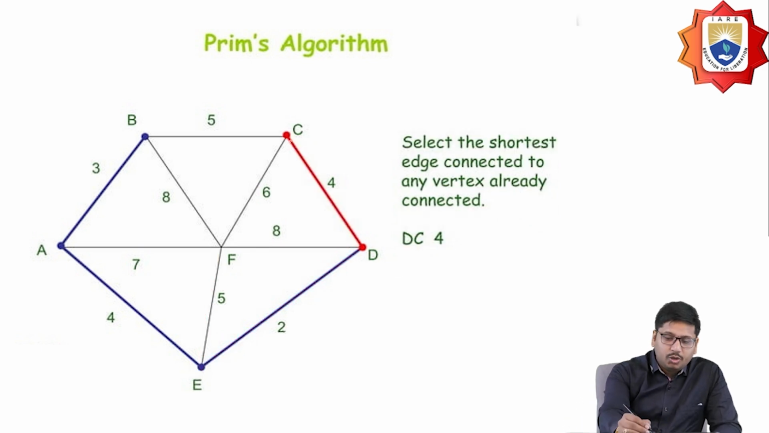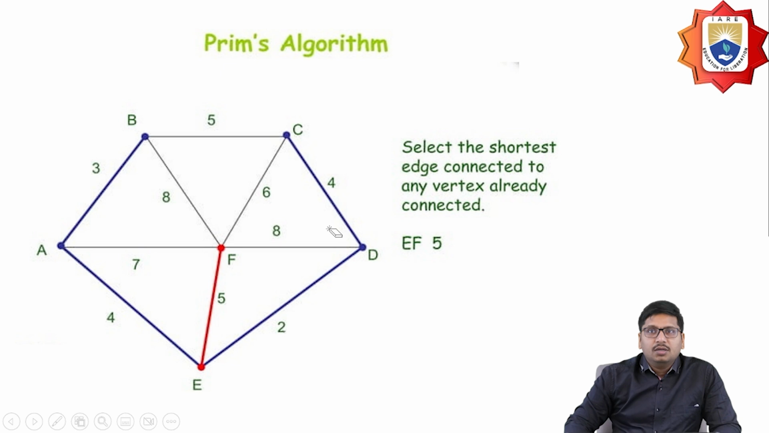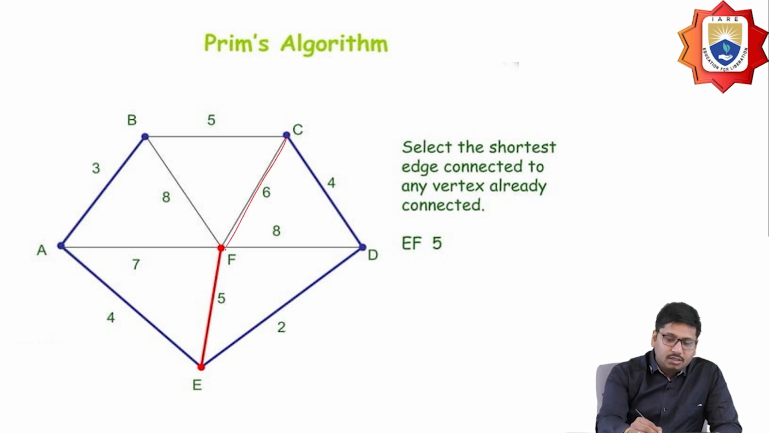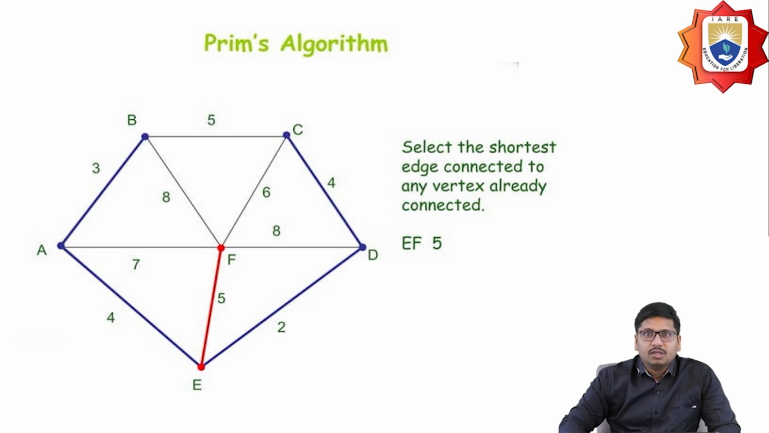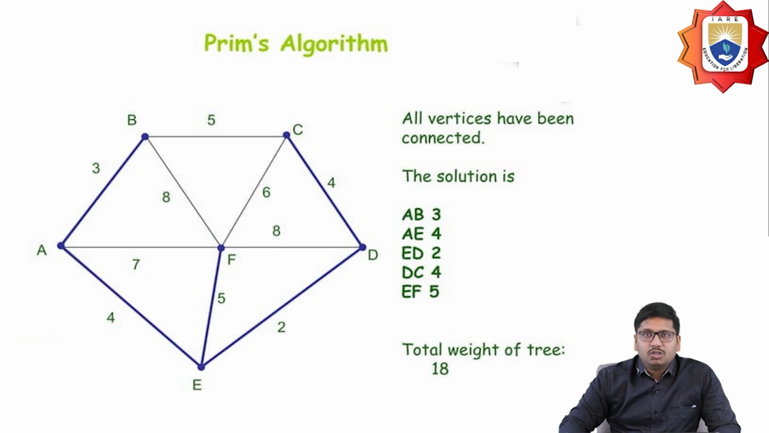And from D, I'm going to have 4 and then 8 and then 2. 2 is already listed. So out of these, 4 and 8, 4 should be the minimum, right? So that's why I'm going to select this one. And from C, if I select 5, it is going to form a cycle. That's why I'm not going to select this one. And the next minimum edge, what is going to be there from E to F? So that's why I'm going to consider this one. So finally, the solution according to Prim's algorithm is also the same. So that should be 18.